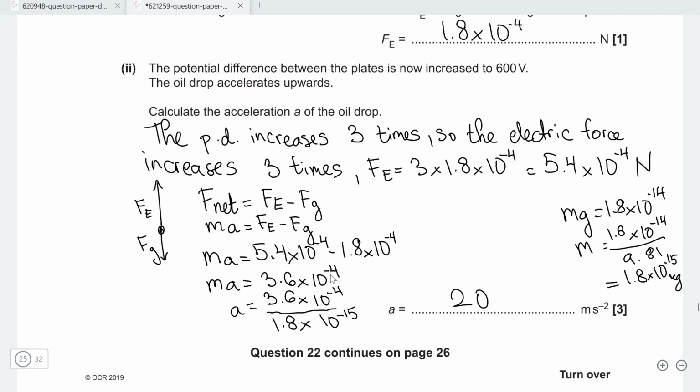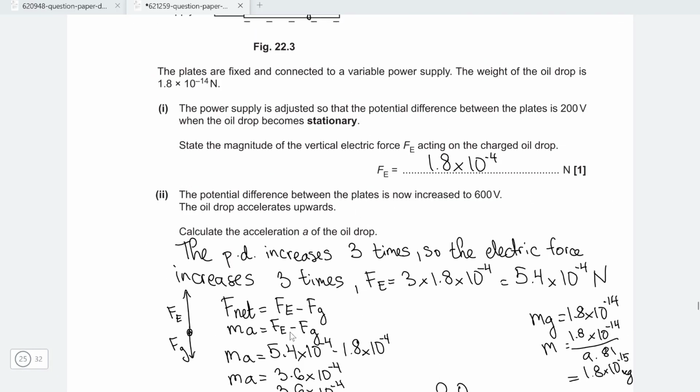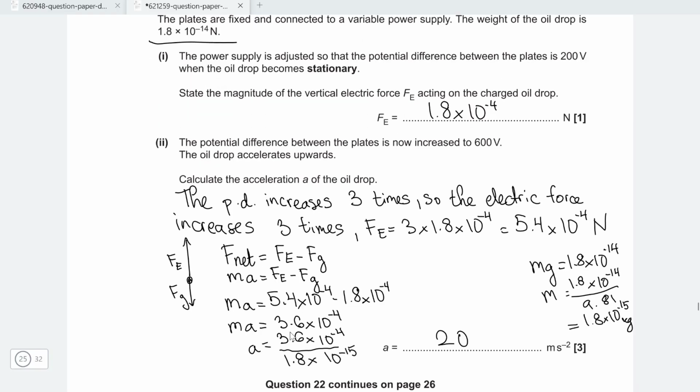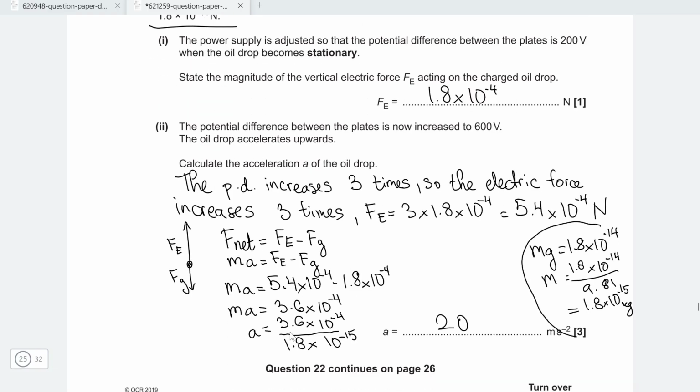Now, in order to find the actual acceleration, we need to divide by the mass. And we need to be quite careful here because we are given the actual weight. Now, remember, the weight is not the mass, and just over here on the side, I've actually calculated the mass. Given that mg, which is our weight, is 1.8 times 10 to the power of minus 4, let me just change that here.